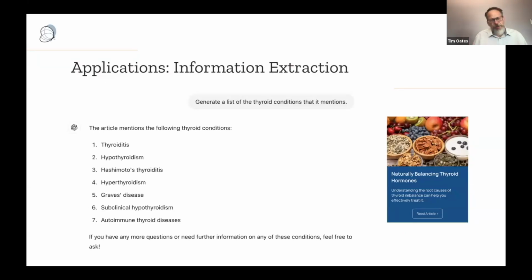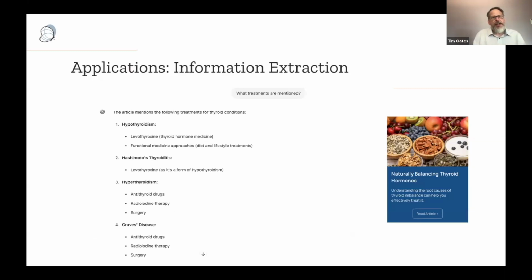After it generated the summary, I said, generate a list of the thyroid conditions that it mentions. And what it does is it says it mentions the following thyroid conditions: hypothyroidism, Graves' disease, Hashimoto's. If you have any more questions or need further information on any of these conditions, feel free to ask, right? So again, we're in this back and forth. And then the next question I asked was, what treatments are mentioned? And notice that it's formatting it in this very nice way, right?